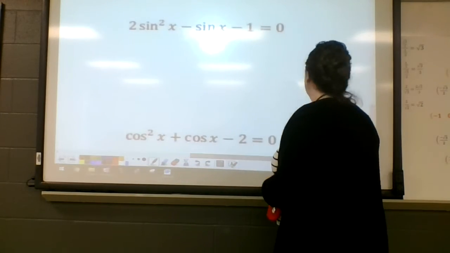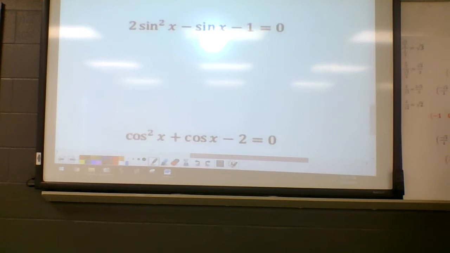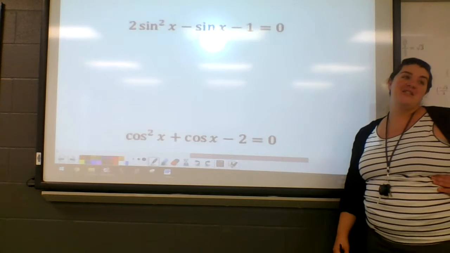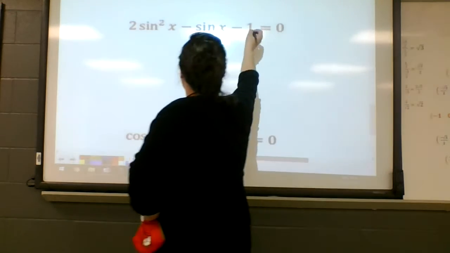All right. Your favorite way to factor apparently. Yes? It's the easiest way to remember. The easiest way to remember. I don't know. This one has a 2 in the very, very front of the squared term. So maybe not.